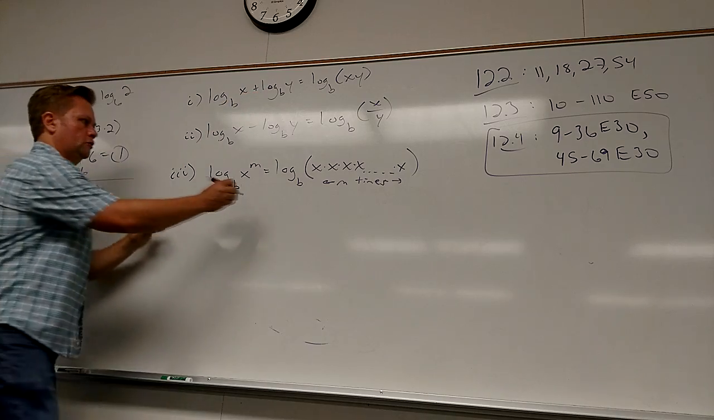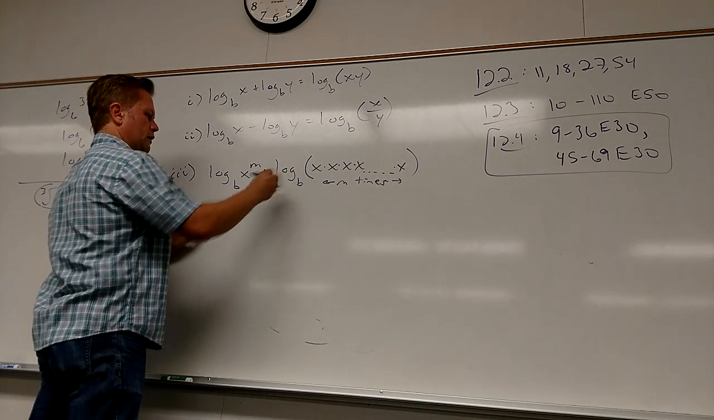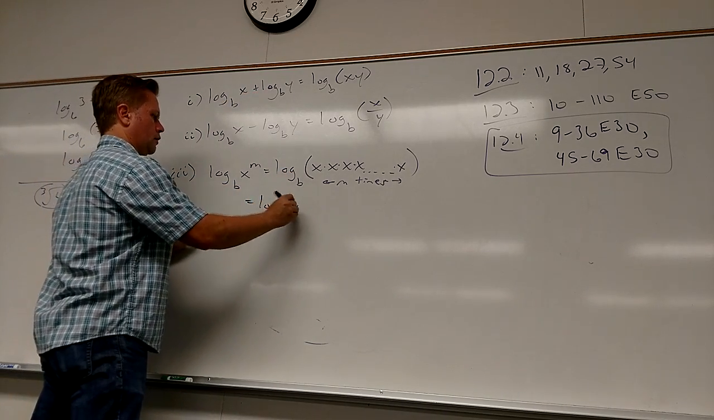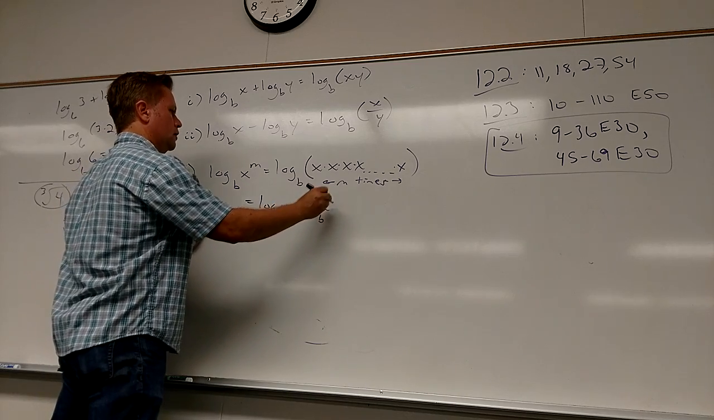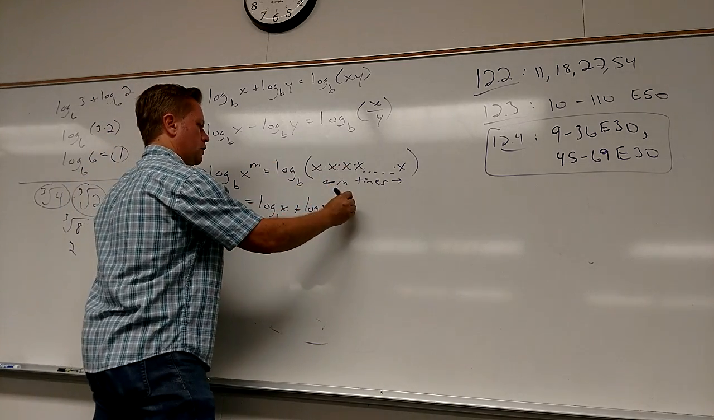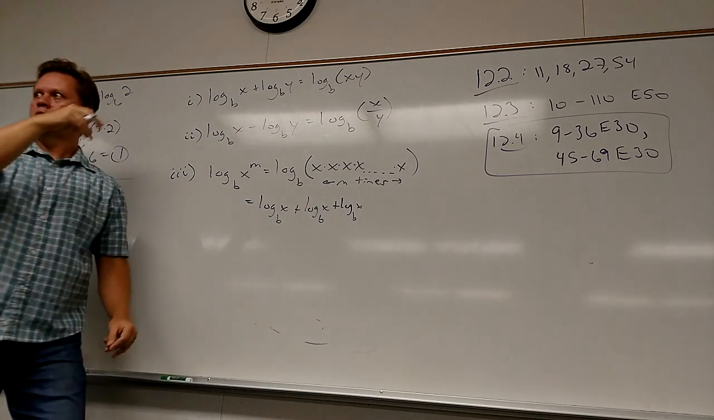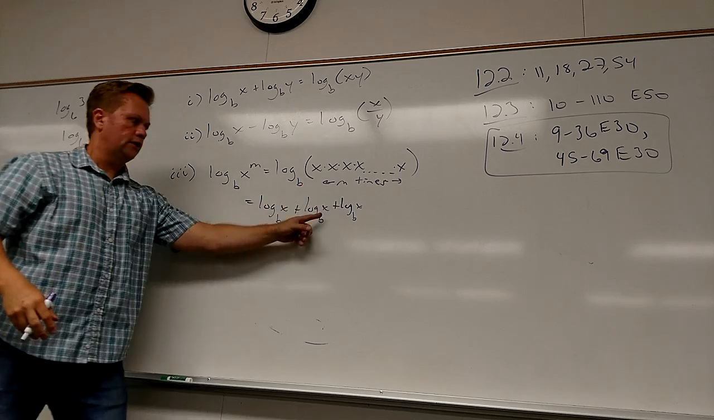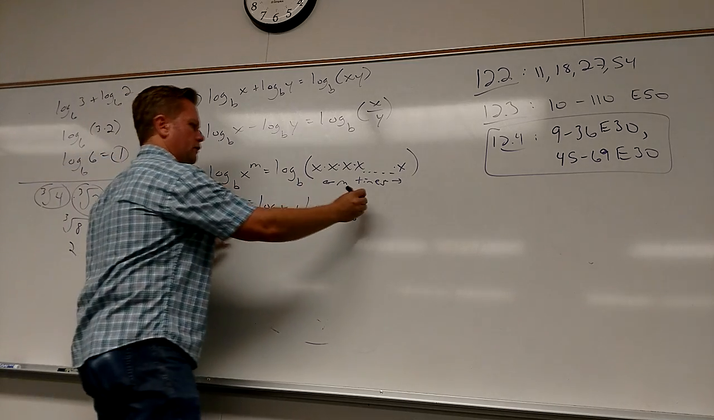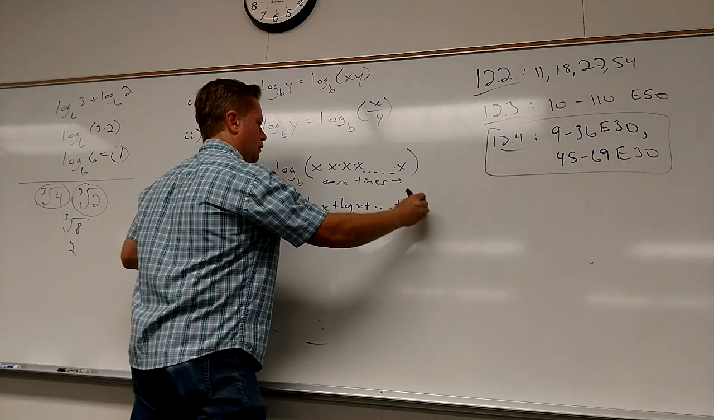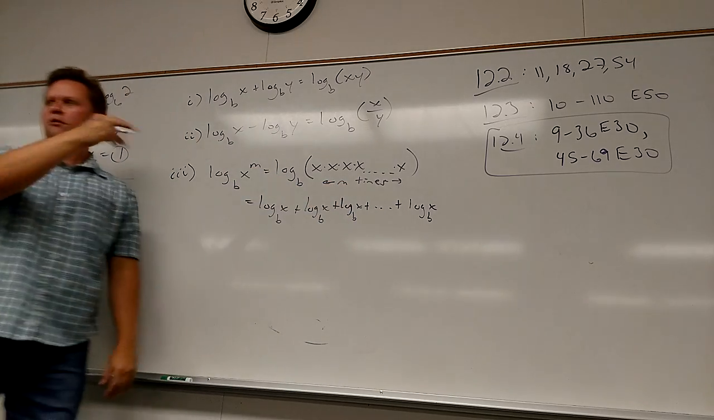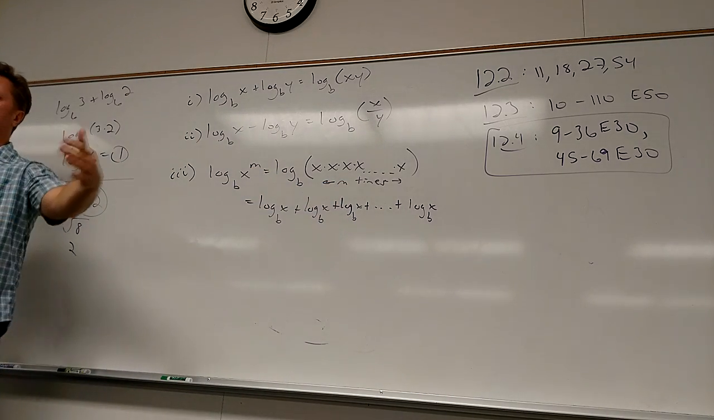This would be log base b of x plus log base b of x plus log base b of x. See how this says if I have a product, I can rewrite it as a sum. So if I have a lot of products, I can rewrite them as a sum. How many of these log base b of x's am I going to have? M of them, of course, because that's how many of those I had to break up.